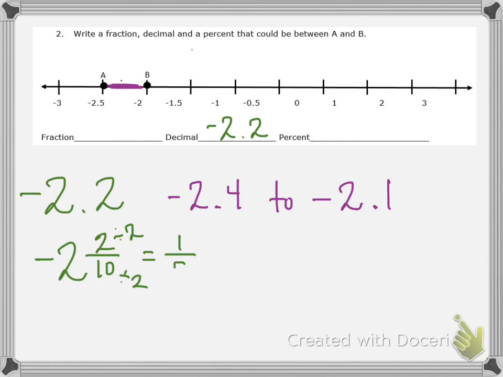10 divided by 2 is 5. So my fraction would be negative 2 1/5.